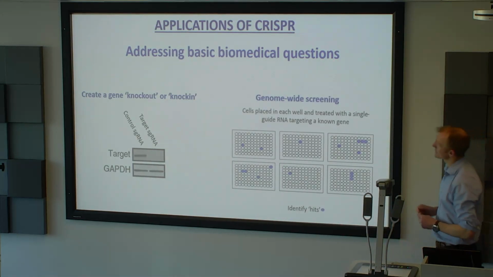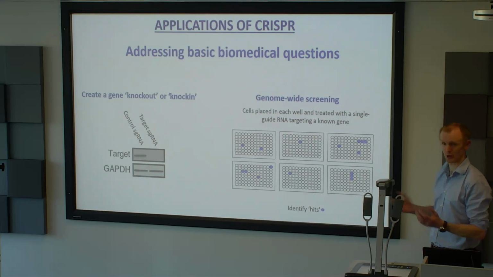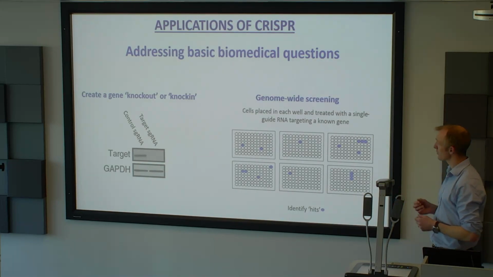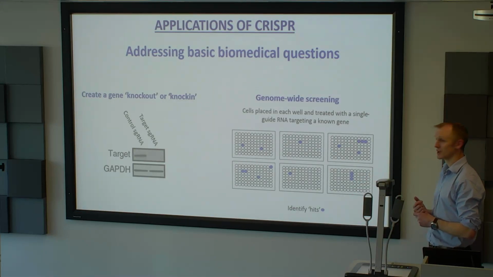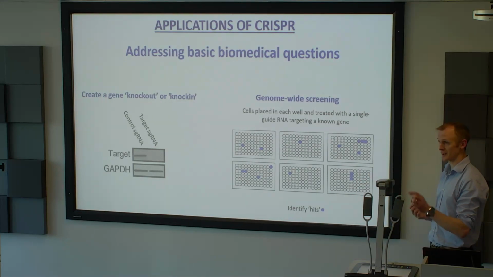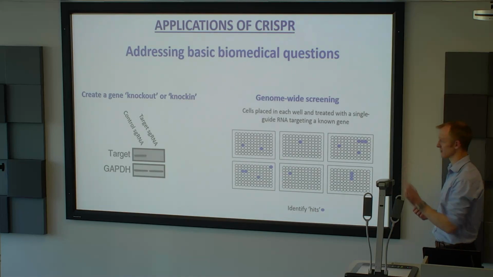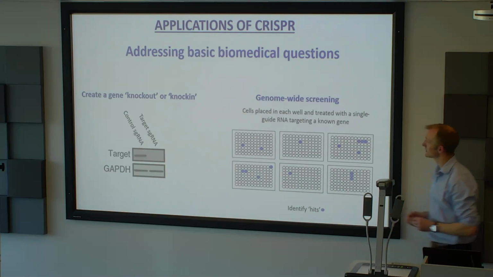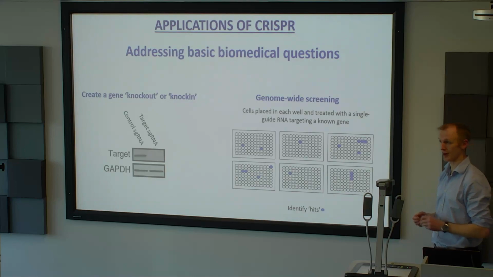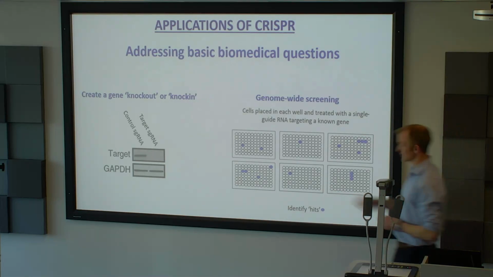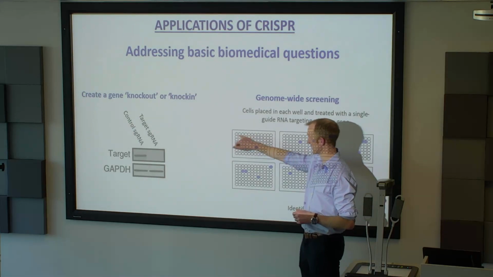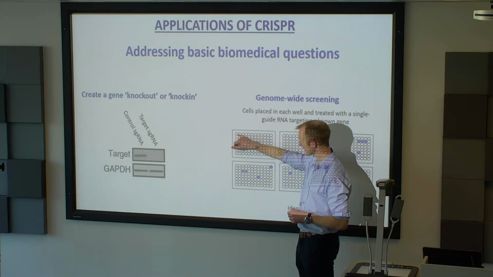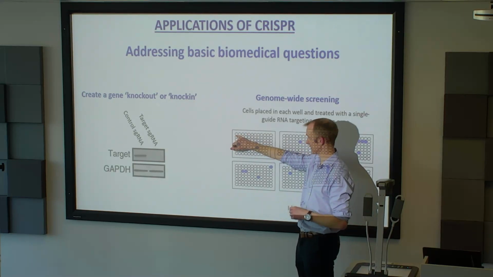And another basic biomedical question you can address is genome-wide screening. Because now we know all the genes in the human genome, there's about 20,000 of them. You can create a guide that targets each one of those genes individually. And so you can buy in a CRISPR library, whereby in 96 well plates, each well of the 96 well plate will contain a guide strand that targets your particular gene of interest.